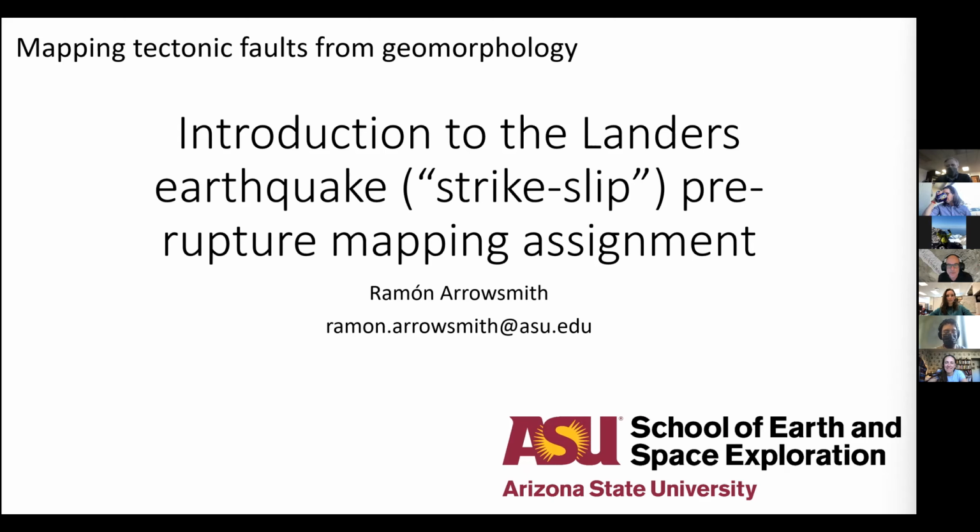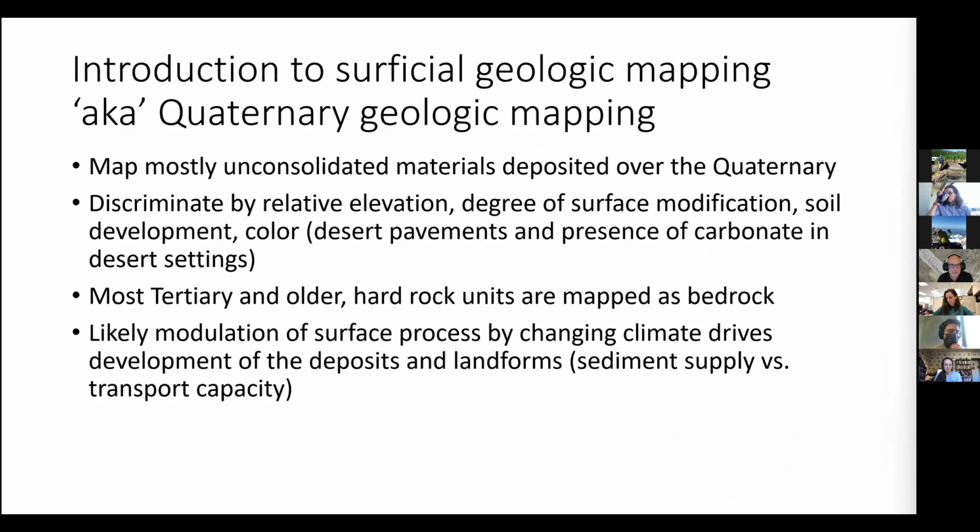The other thing about this assignment is to give you another tool in your toolbox. We've talked about morphologic mapping, and we're working in the GIS. Now we also want to talk about superficial geologic mapping, or mapping the young units in the landscape. These are well suited to mapping from a remote point of view. Of course, we'd all like to go in the field, but we won't in this class. Superficial geologic mapping, sometimes called Quaternary geologic mapping, means we map mostly unconsolidated materials deposited over the Quaternary, which is the last 2.5 million years.